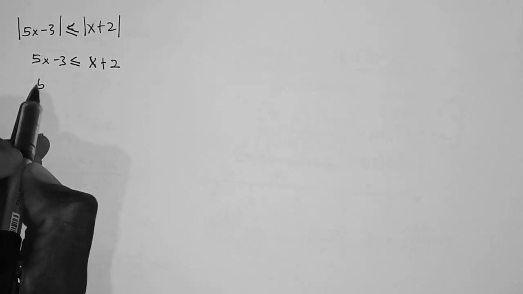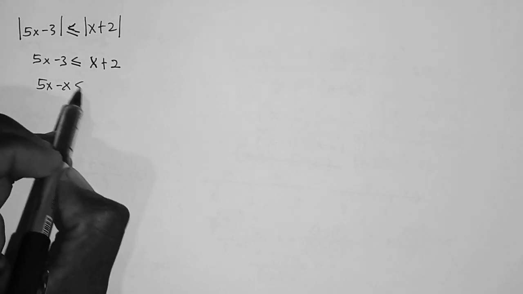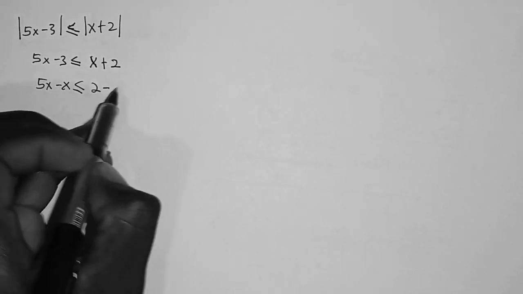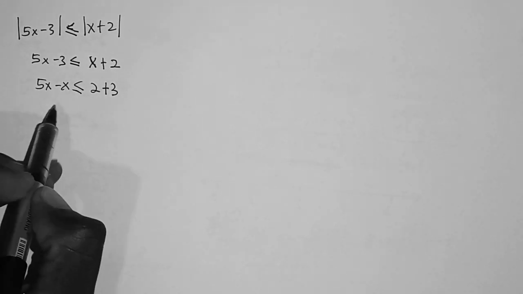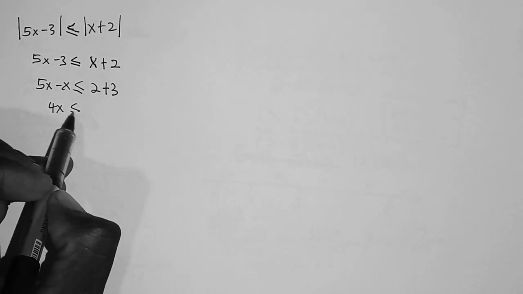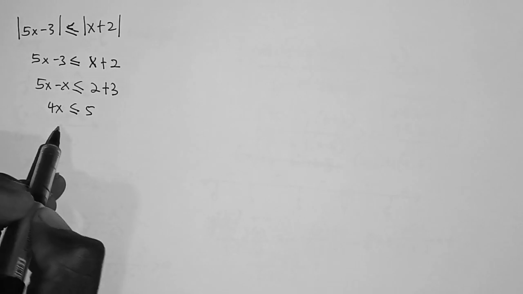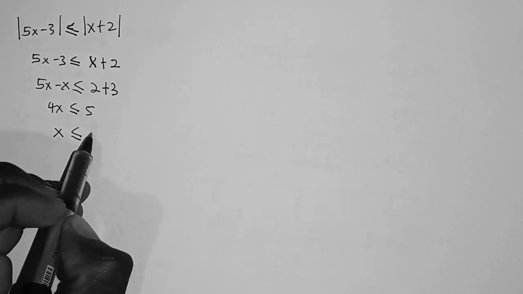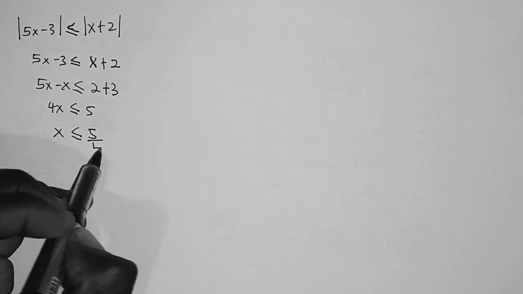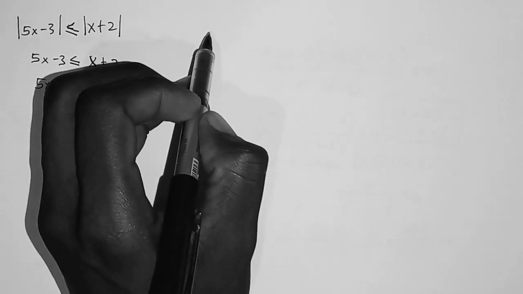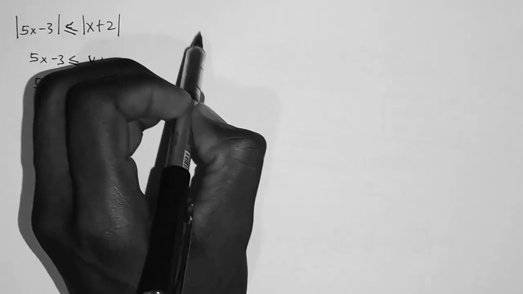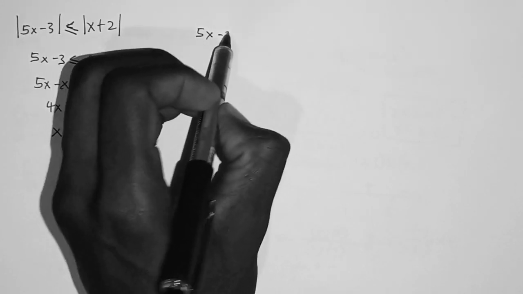So 5x minus x is less than or equal to 2 plus 3. So 5x minus x is 4x, less than or equal to 2 plus 3, which is 5. So x is less than or equal to 5 over 4. This is one of the solutions. Let's come to the next one, which is 5x minus 3.